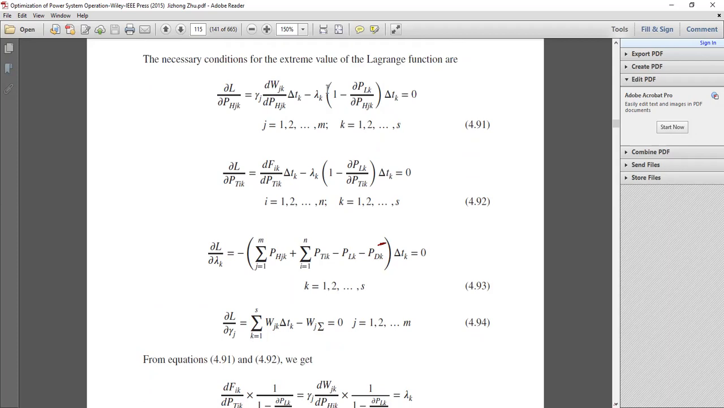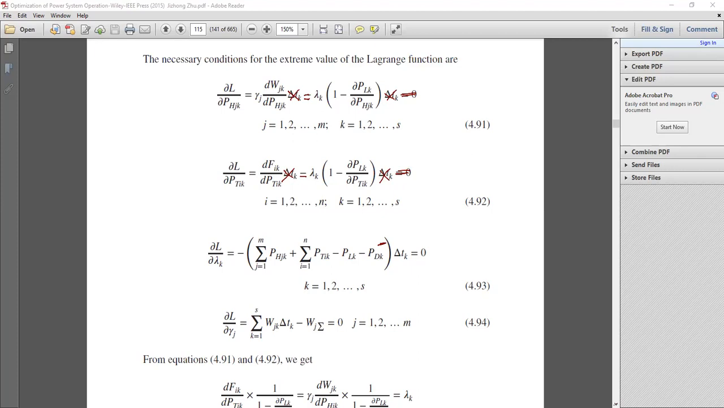Previously we didn't have this, but from 4.91 and 92, we can again get rid of this del tk quite easily. So let's get rid of this. We can take this lambda to the other side, to the right side. So we'll be having something like this. What we'll have is written in summary here.